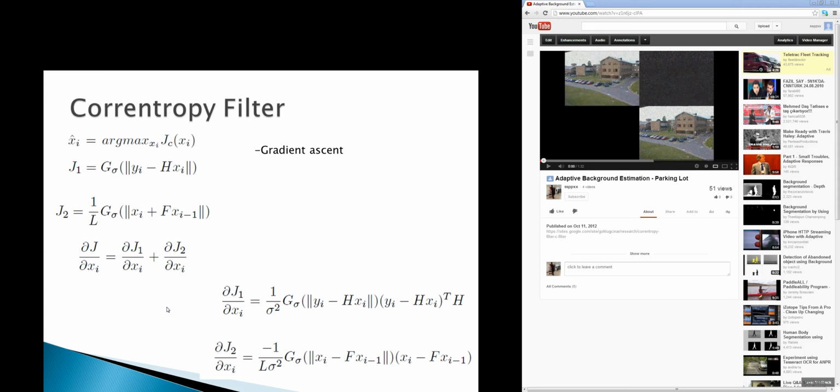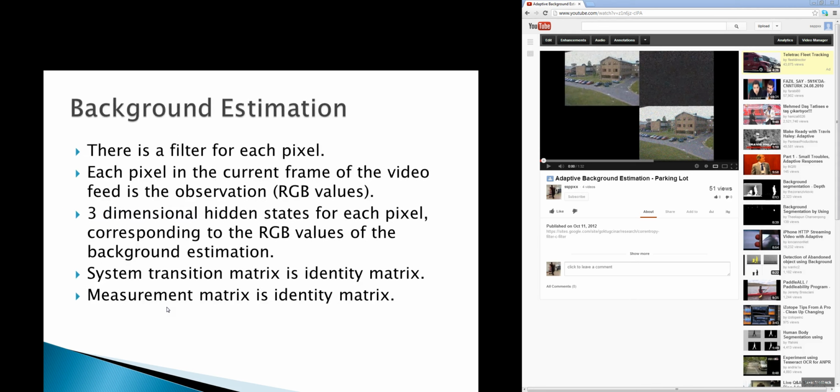Also, the other free parameter in the system is the kernel size, which is a common problem in information theoretic learning problems, and we will be talking about those in the variations of Correntropy filter. So what is the background estimation problem?